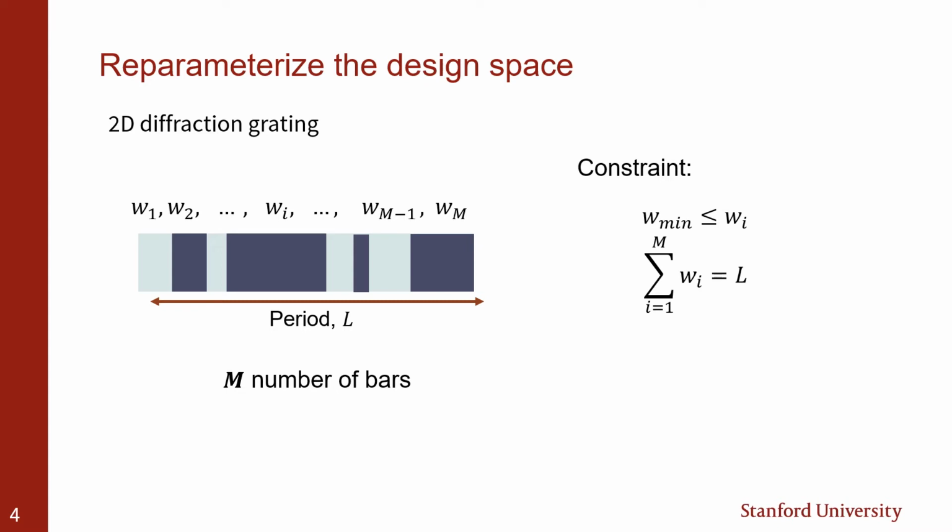So now the constraints can be clearly formulated as the two equations on the right, where each width needs to be larger than or equal to the minimum width, which is W_min, and the summation of the widths should be equal to L, which is the period of the structure.